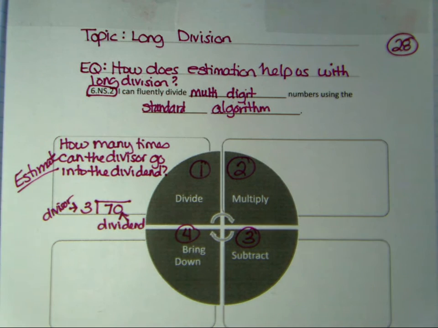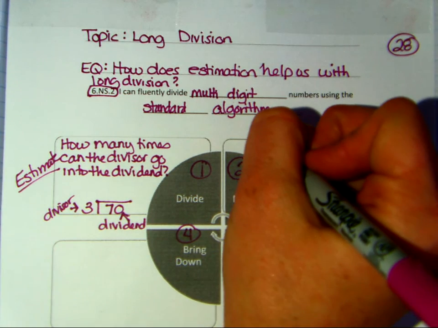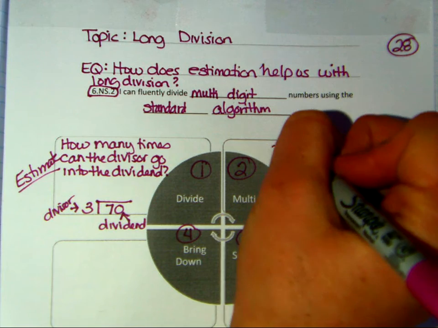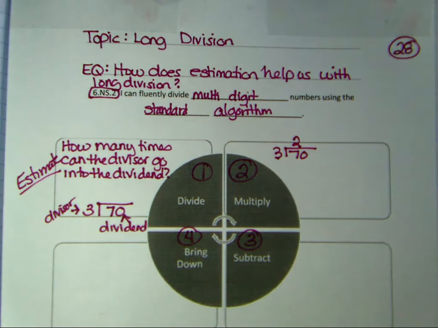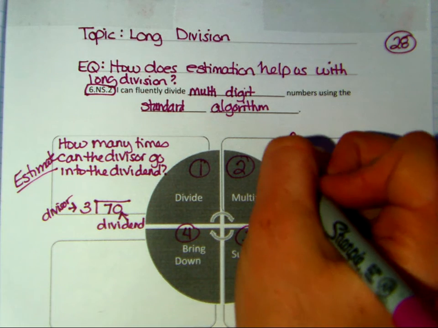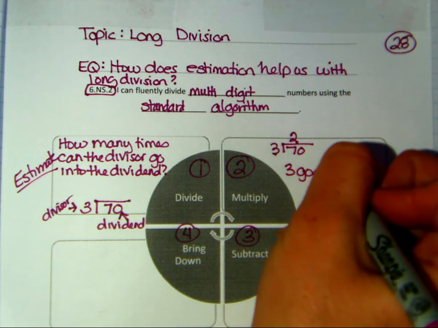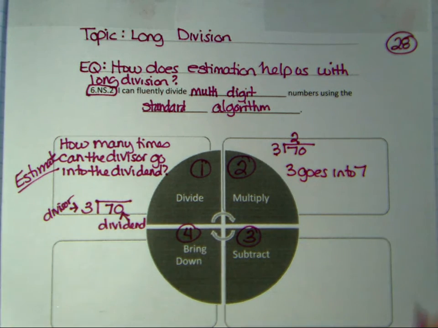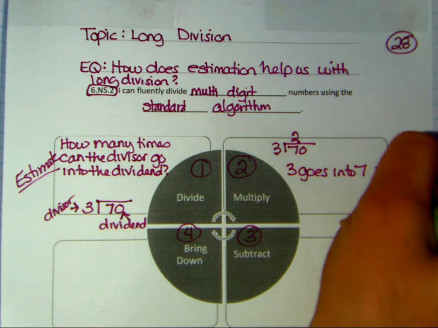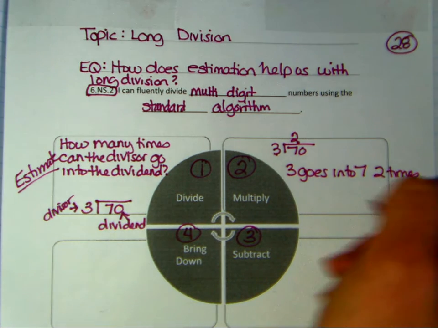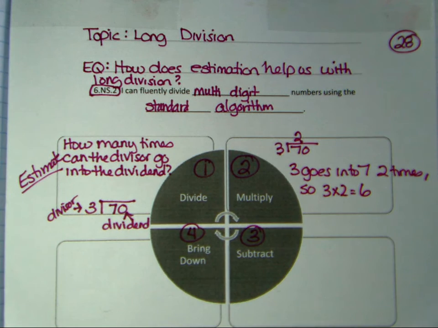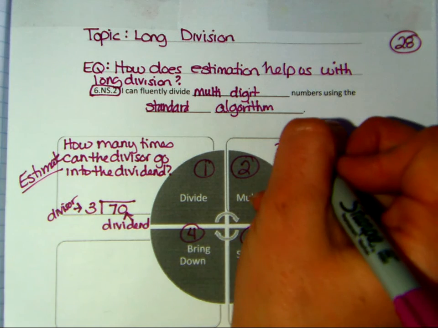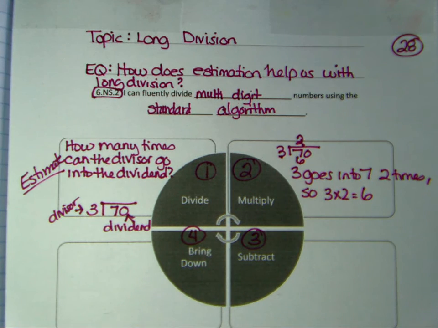The second step that we're going to do is we're actually going to multiply. So if we had the problem 3 going into 70, or 70 divided by 3, we said 3 goes into 7 2 times. This is where we would actually multiply. 3 times 2 equals 6. And you're going to write it here. So 3 times 2 equals 6. And you write it right below the digit that you were working with.